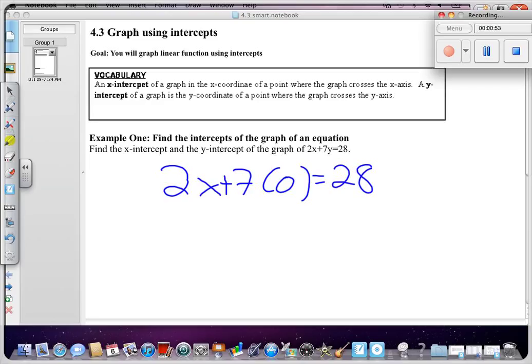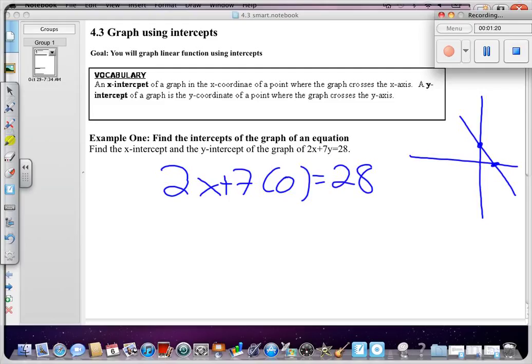Right? Let me draw a picture. So we've got a graph, right? I want to know what the x-intercept is, where it crosses the x-axis. So what is y when it crosses the x-axis? What is x when it crosses the y-axis? X would be 0. Okay? So first we're going to find the x-intercept, and then we'll find the y-intercept. And to do this, you plug 0 into the other letter.